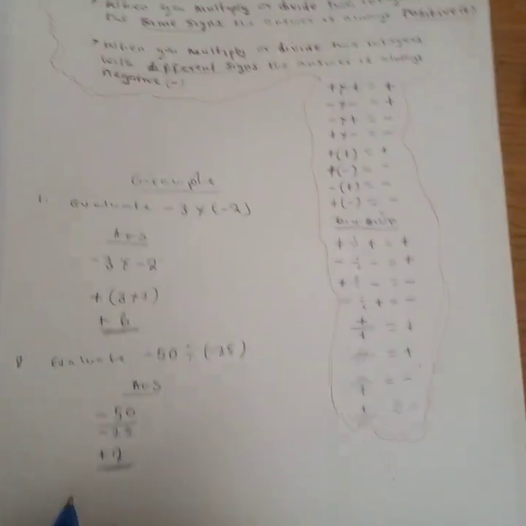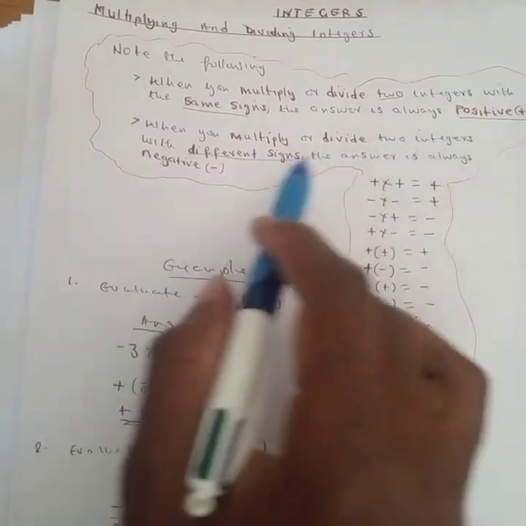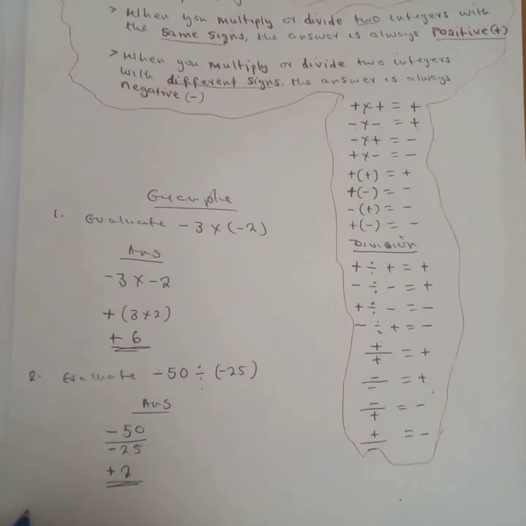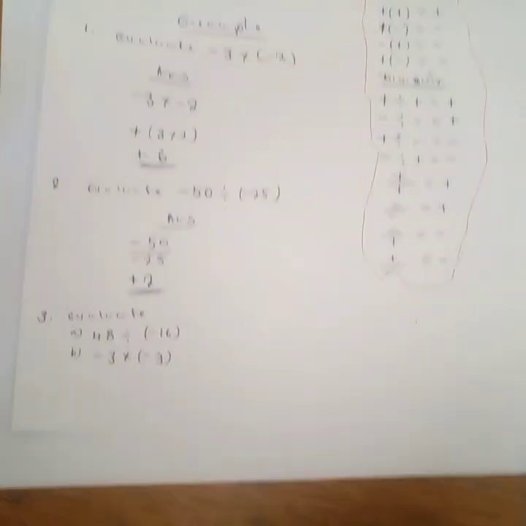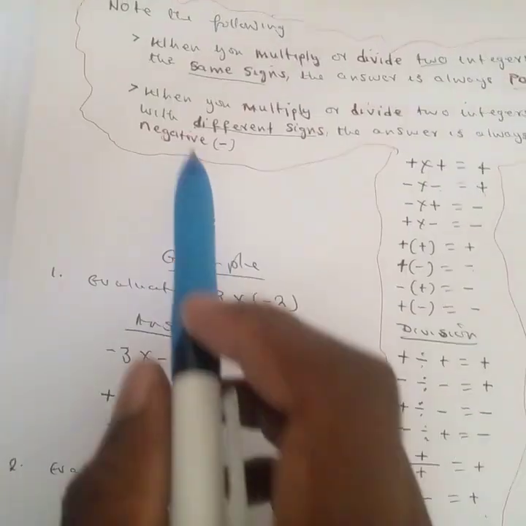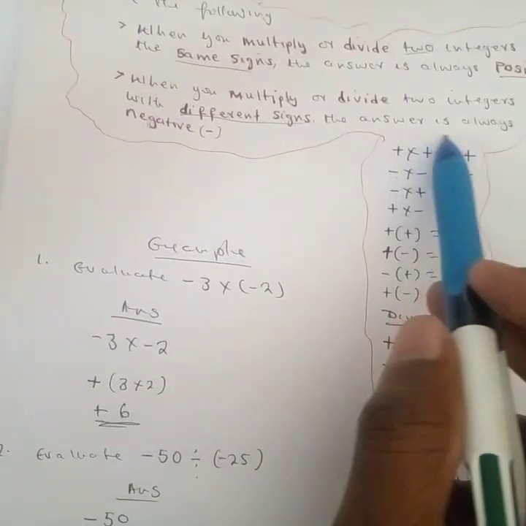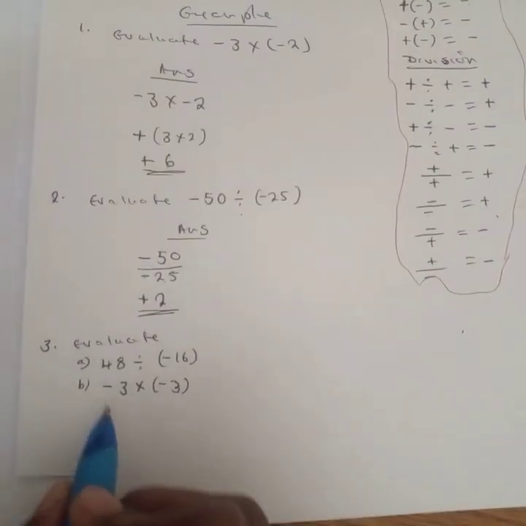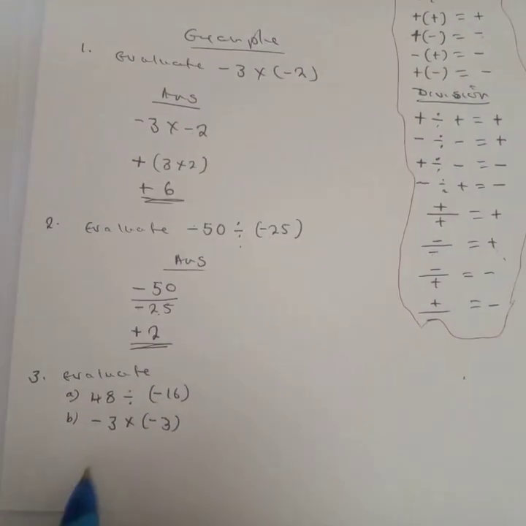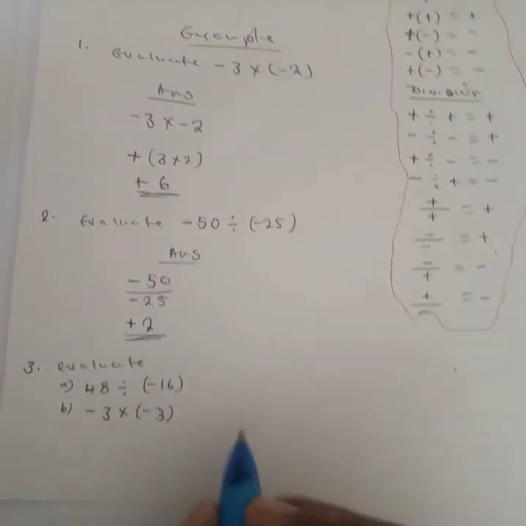Then we move on to the second point: when you multiply or divide two integers with different signs, what happens? So now let's try example 3. Let's do these two questions for the concept of two. When you multiply or divide two integers with different signs, the answer is always negative. So look at this question: evaluate A, 48 divided by negative 16, and also B, negative 3 multiplied by negative 3. How do we answer this one?